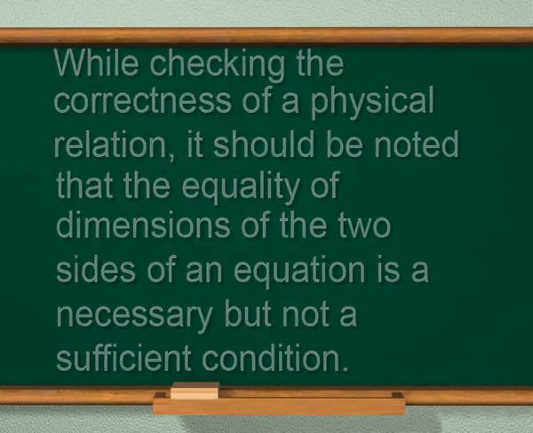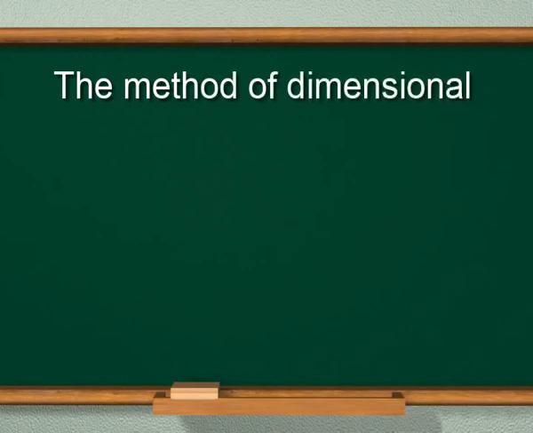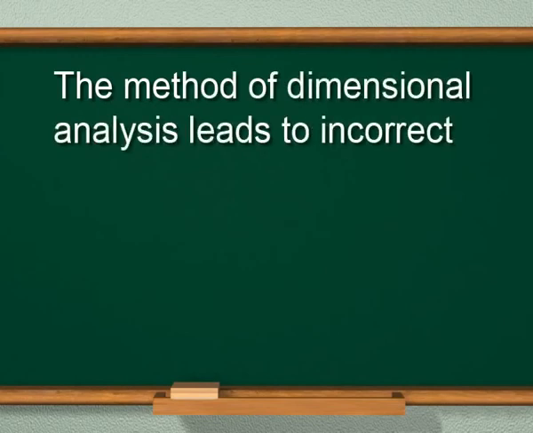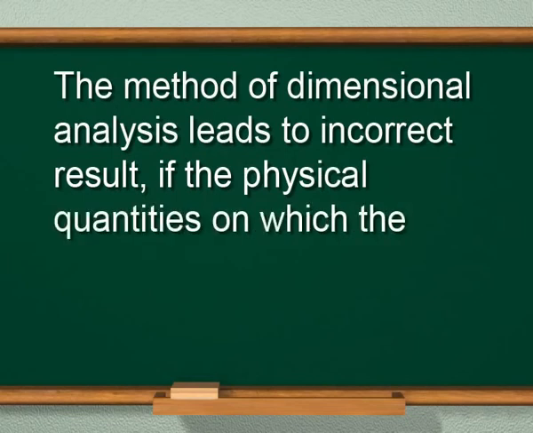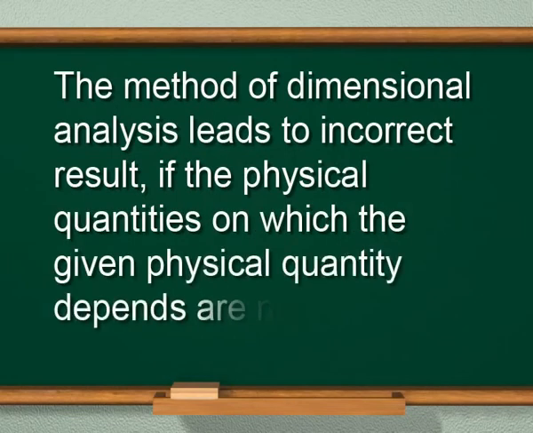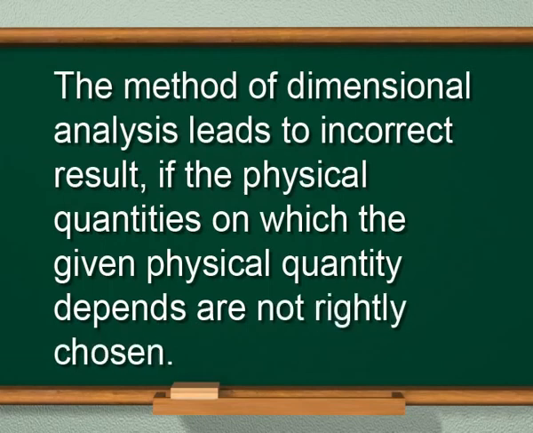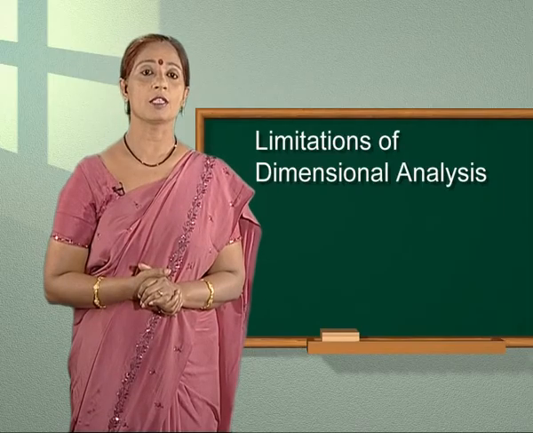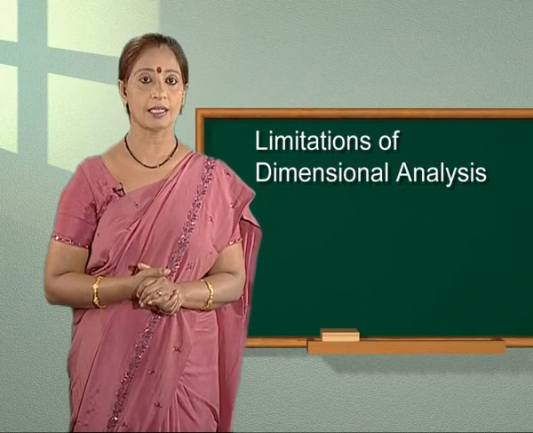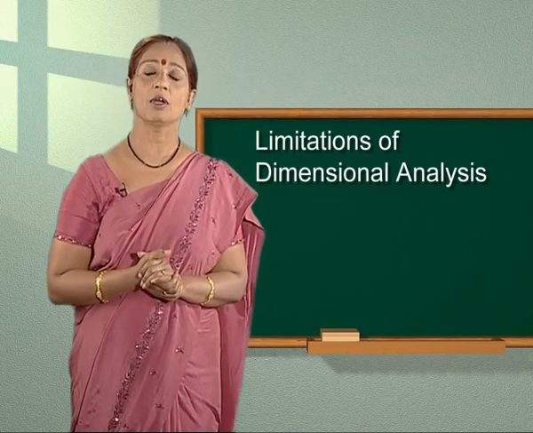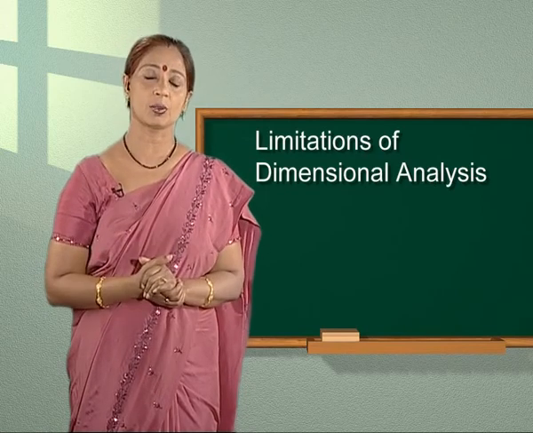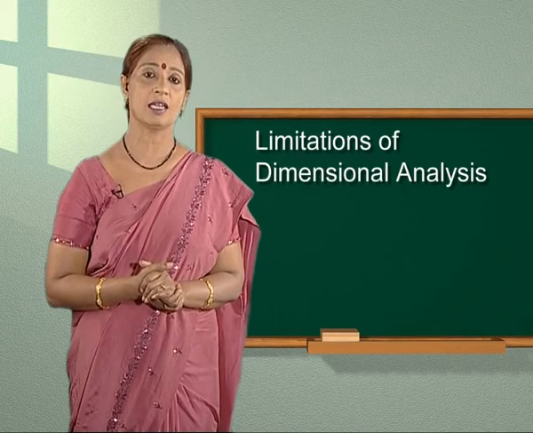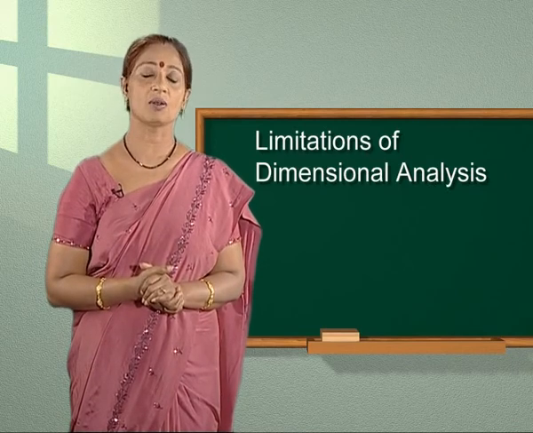The sixth limitation is, the method of dimensional analysis leads to incorrect result if the physical quantities on which the given physical quantity depends are not rightly chosen. The proper choice of physical quantities requires a sound background of the subject. I hope you are well versed with the applications of dimensional analysis. Let us now summarize today's topic.